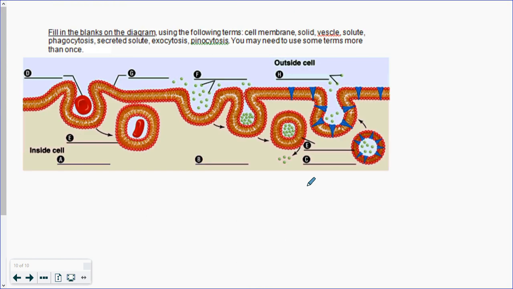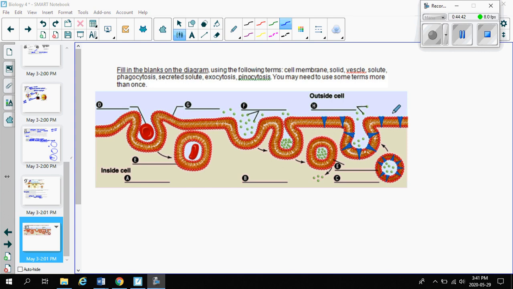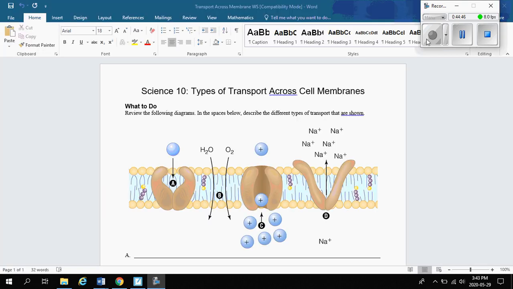It says fill in the blanks on the diagram, so use the following terms: cell membrane, solid vesicle, that's for some reason missing the letter I, solute, phagocytosis, secreted solute, exocytosis, pinocytosis. You may need to use some terms more than once. I'm just going to pause this for a sec because it might be on your worksheet, so let me check. Okay, I got my life together.